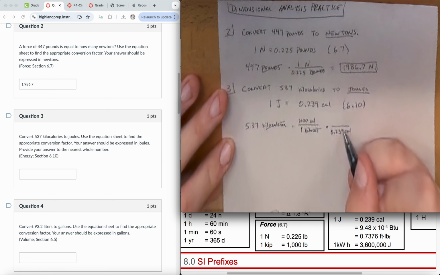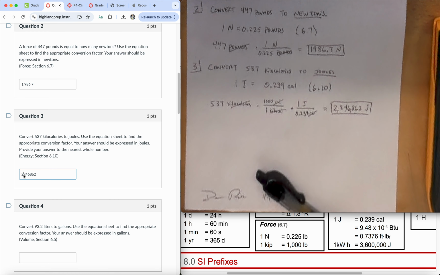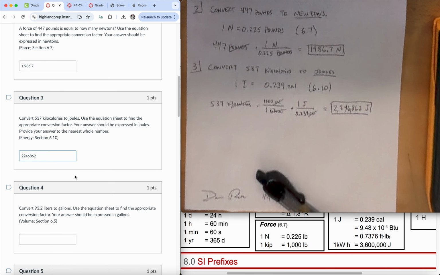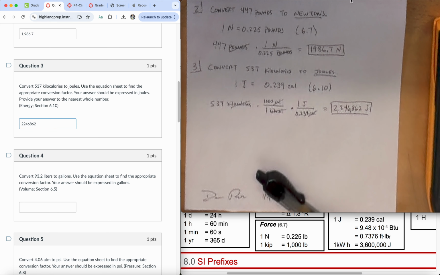Now I'm going to type that in over here. So we've got 2,246,862 as our final answer. One thing to note is that you might try to put commas into Canvas. It actually does not accept commas, so you'll run into that issue if you try to put that in there. Alrighty, that is question number 3.